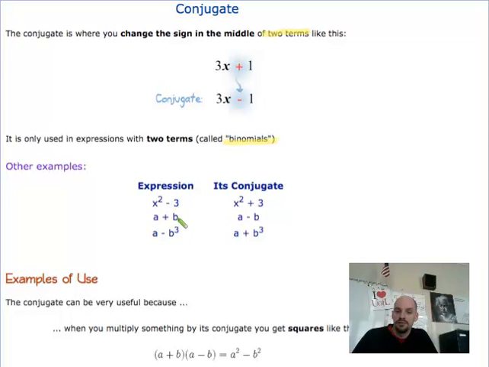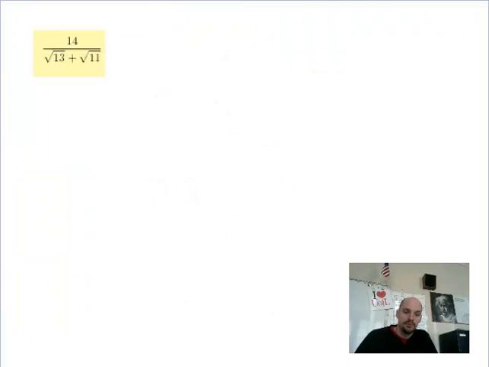But with the expressions that are given and their conjugates, you'll notice that nothing changes with the letters or exponents. All that changes are the signs. Pluses become minuses and minuses become pluses. Conjugates become very useful because when you multiply them, you get squares, and squares are very useful because they can cancel radicals.